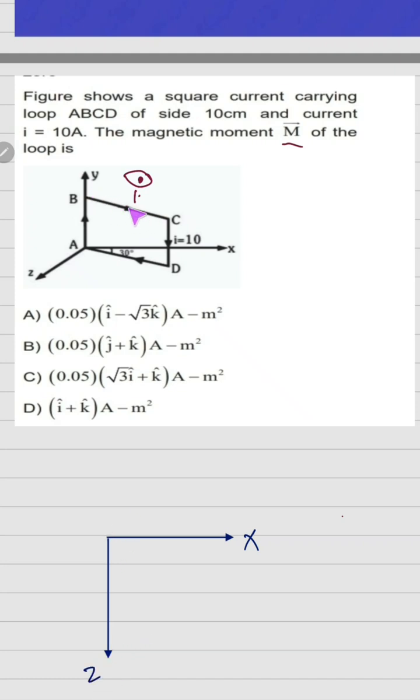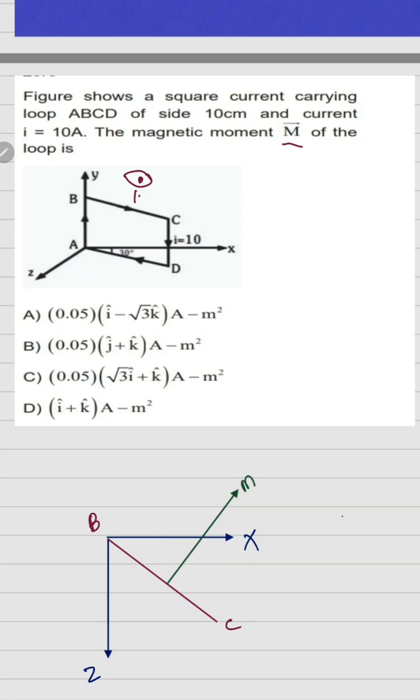Now we can see this edge BC of the coil. The edge BC is represented as follows. This is B and this is C. And here the magnetic moment of this coil will act perpendicular to the plane. So this will be the direction of magnetic moment M.